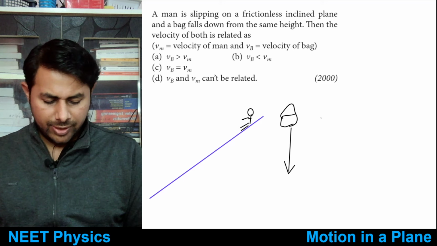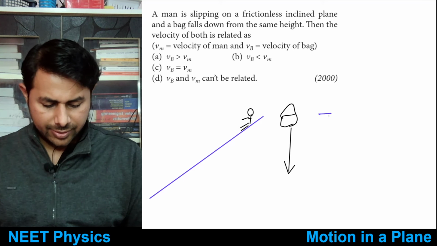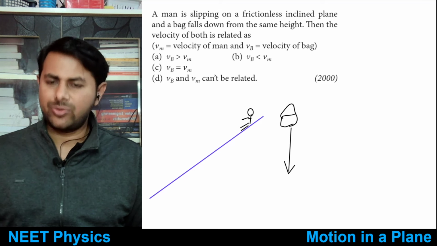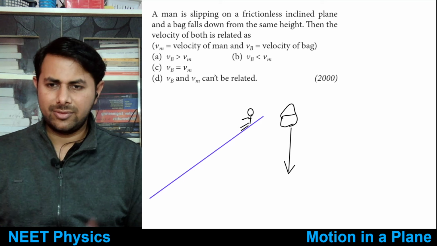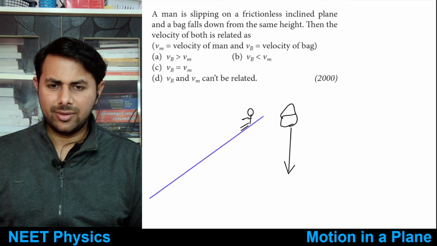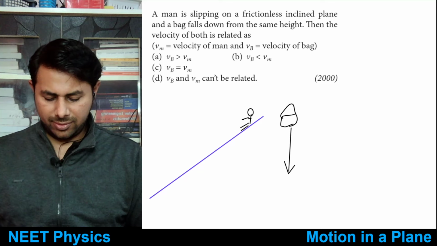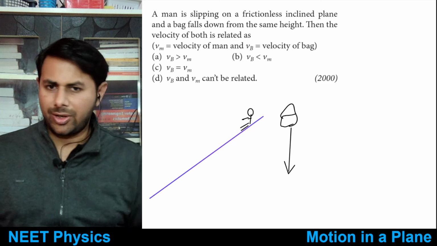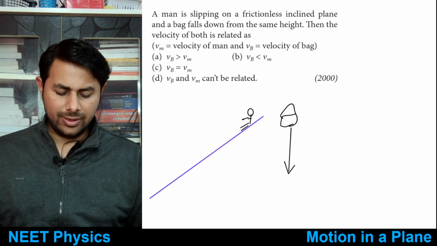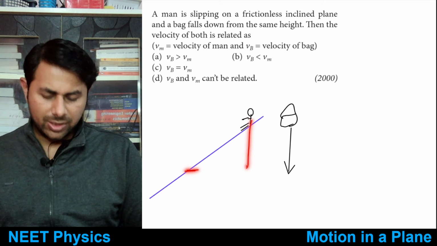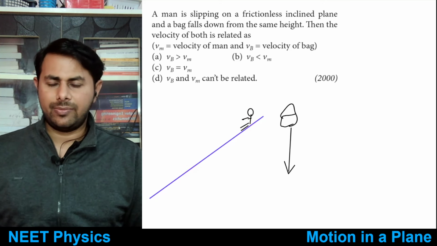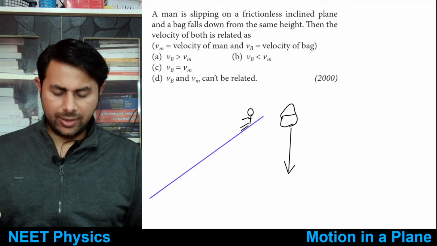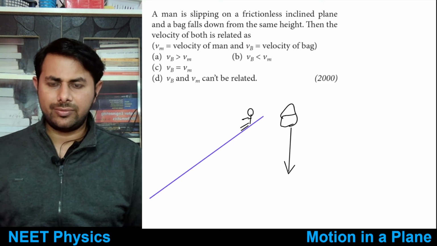Right. So if they fall through same height, then can you tell me whether the velocities would be same or different? Yes, Yamini. The man is moving on this inclined plane, the bag just falls down. Okay, so it will be same. If they fall through the same height, then the velocities will be equal.